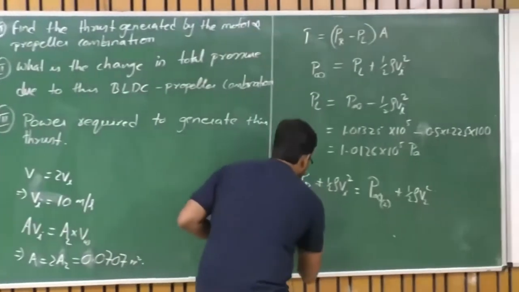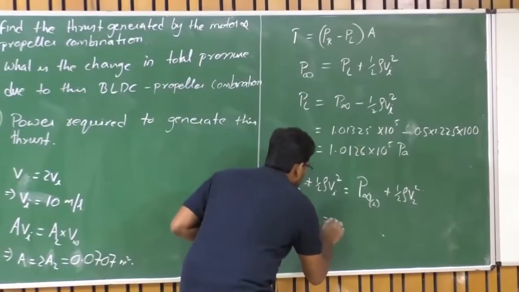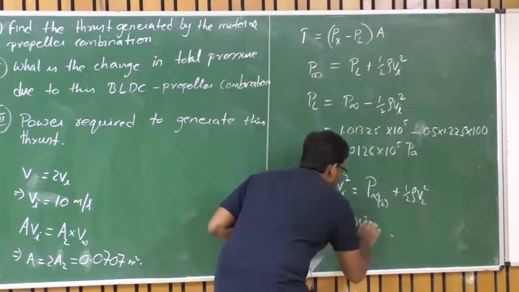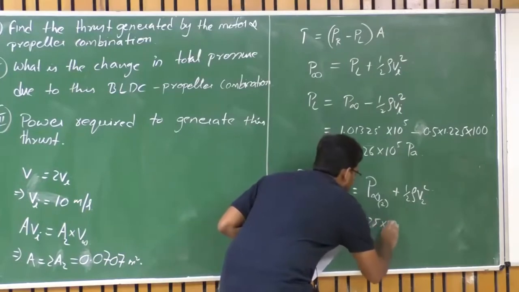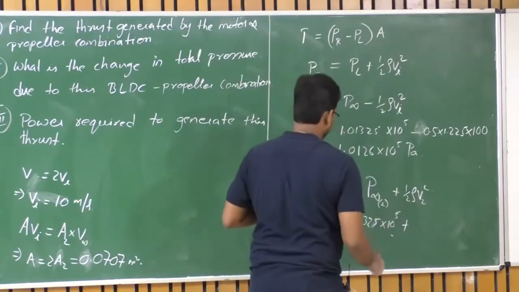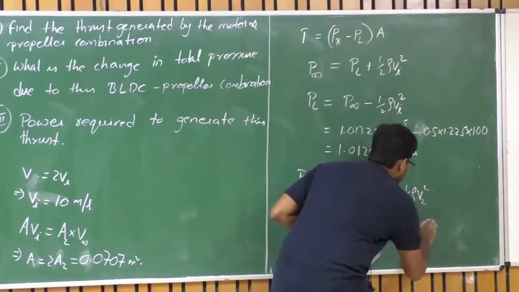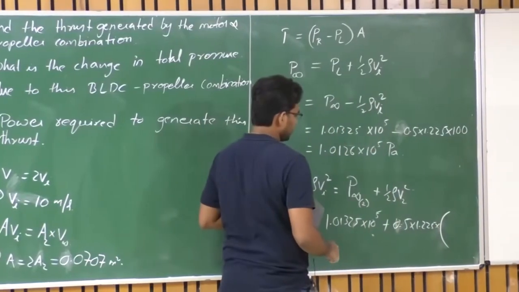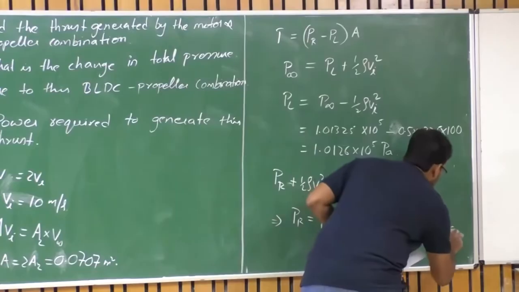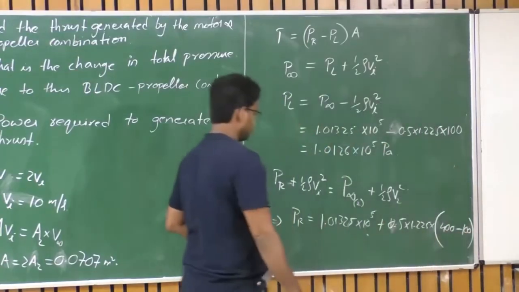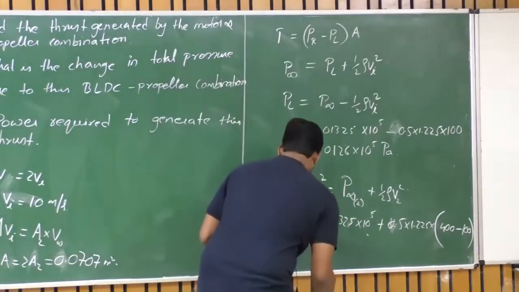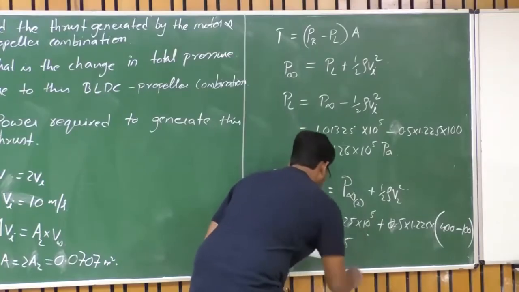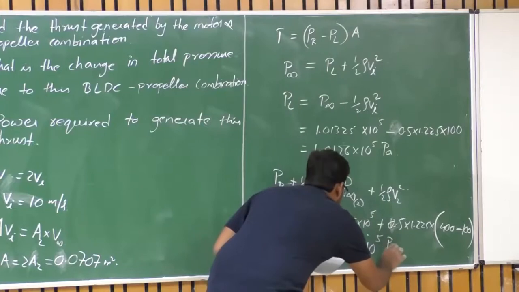So P R is equal to P infinity at station 2, which is one atmosphere, 1.01325 multiplied by 10 raised to the power of 5, plus 0.5 times 1.225 times V2 square minus V1 square. So this is like 400 minus 100. So the answer here is P R, the pressure on the immediate right side of the disc, in Pascal.